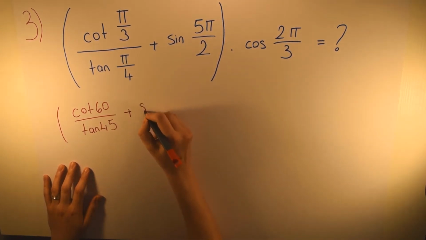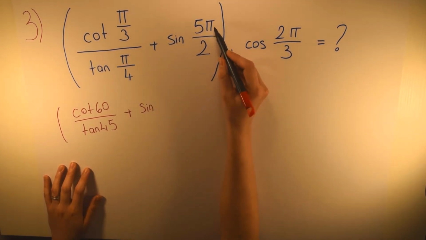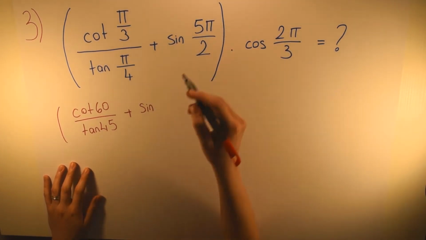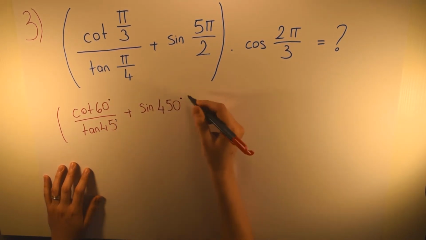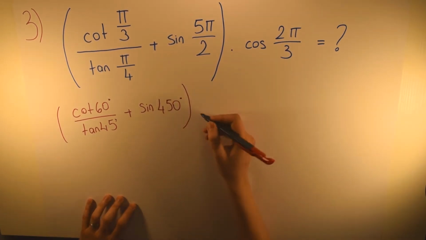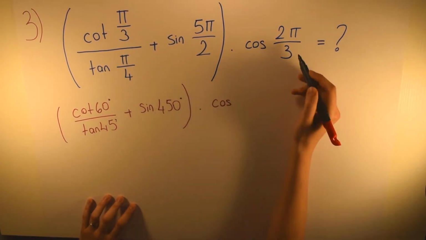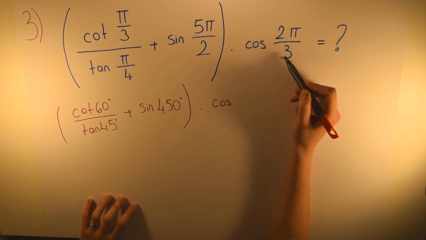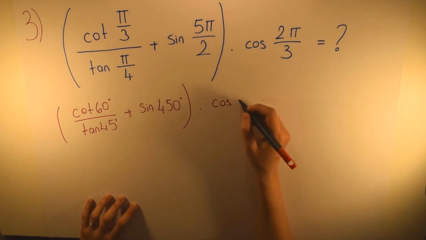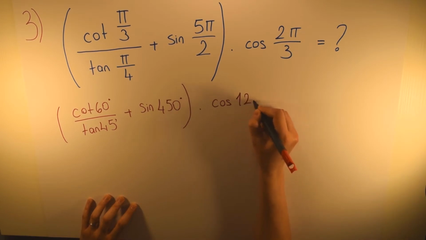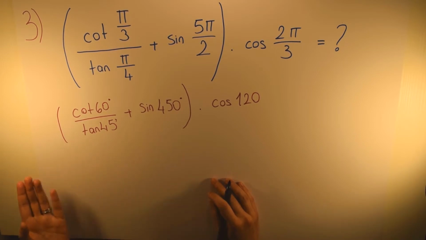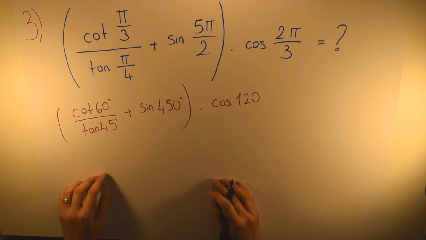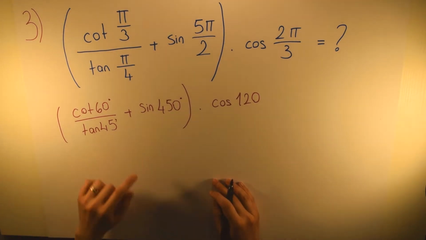And then plus sine, when I put 180, 90 times 5, it's 450 degrees. Then I will close my parentheses, and here we will have cosine. When I put 180, it will be 60 times 2, so it will be cosine 120. We know the values of cosine 30, cosine 60, sine 90. We already know these values, so let's use them to find our solution.